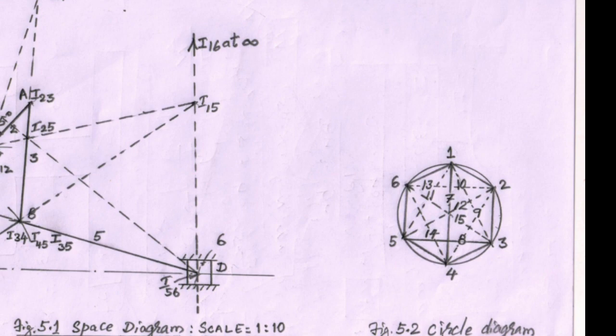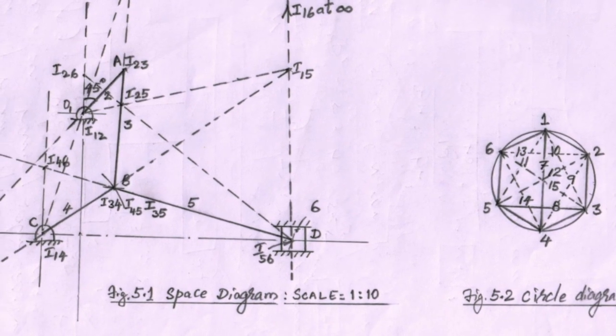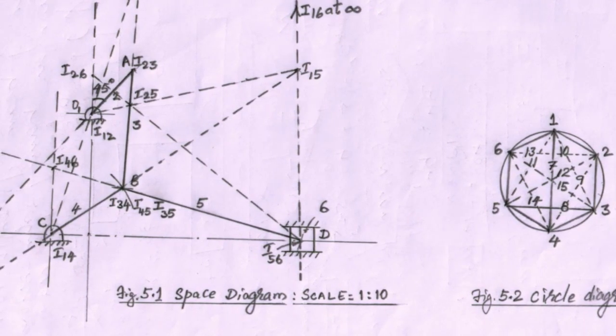As per Kennedy's theorem, at any instant, 3 instantaneous centers will be in one line. So for example, when you take point D, I56 is at D, I16 at infinity. On the way, you are also having I15. That means 3 instantaneous centers will always be on one line at any instant, based on the position of the crank O1A. Any time 3 instantaneous centers will be available. So this was a problem given in the question paper.